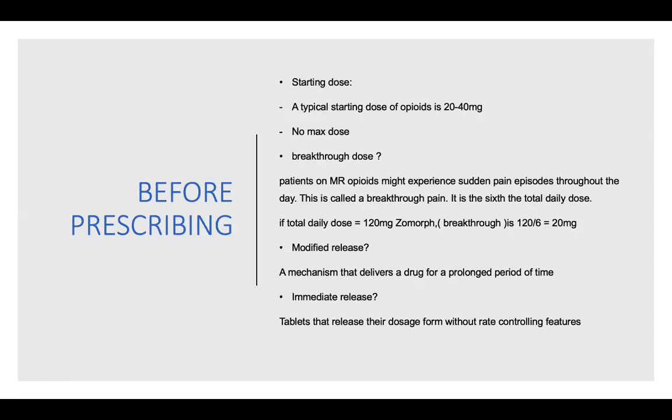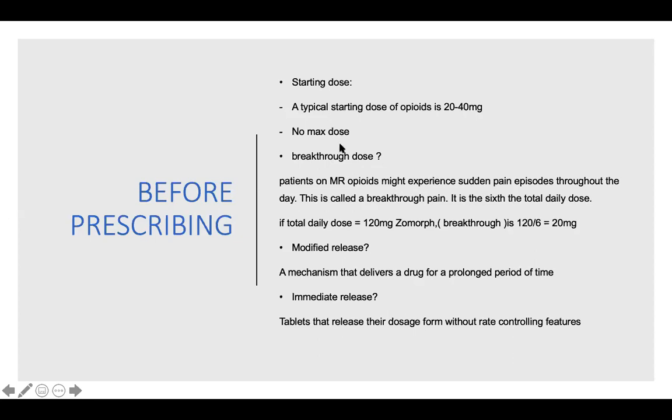Okay? So the breakthrough dose is for any sudden pain that the patient experiences while they are on morphine or modified release morphine throughout the day. So for example, if I take morphine 120 milligram in 24 hours, that acts 12 hourly, however, I experience sudden pains in the morning or in the evening, I need to take another dose. This is called breakthrough dose for breakthrough pain to treat my new sudden pains.